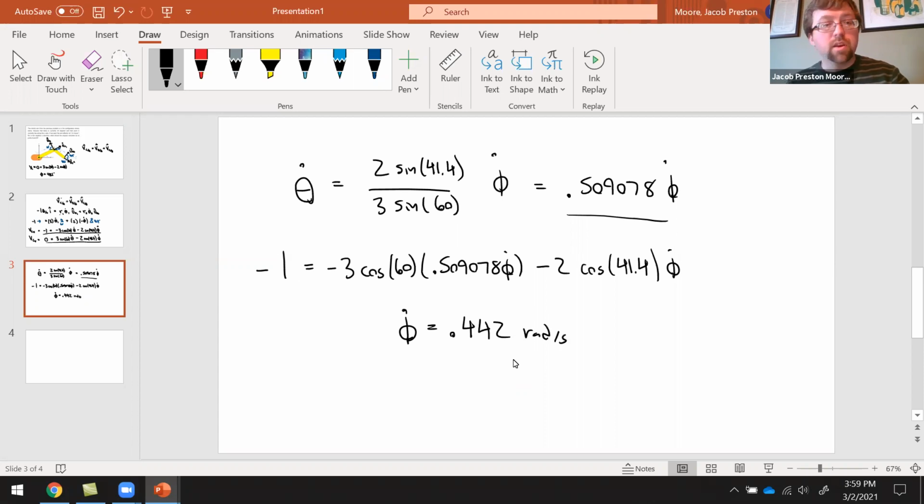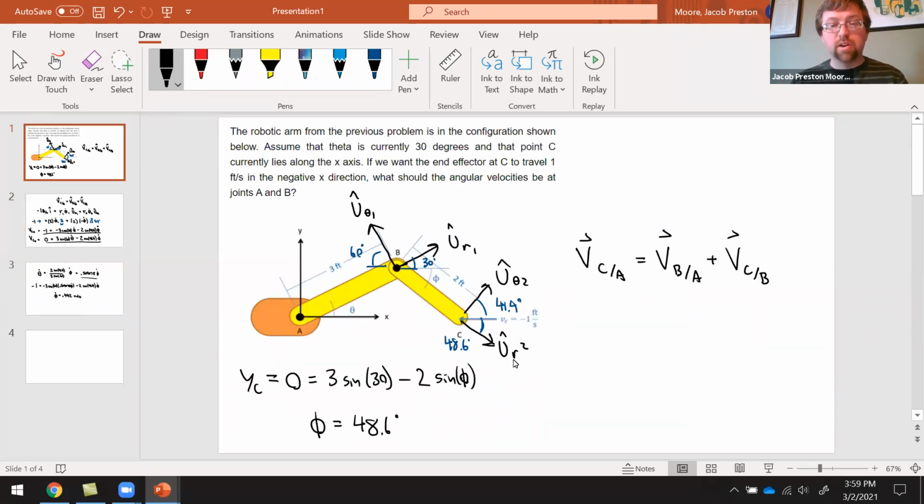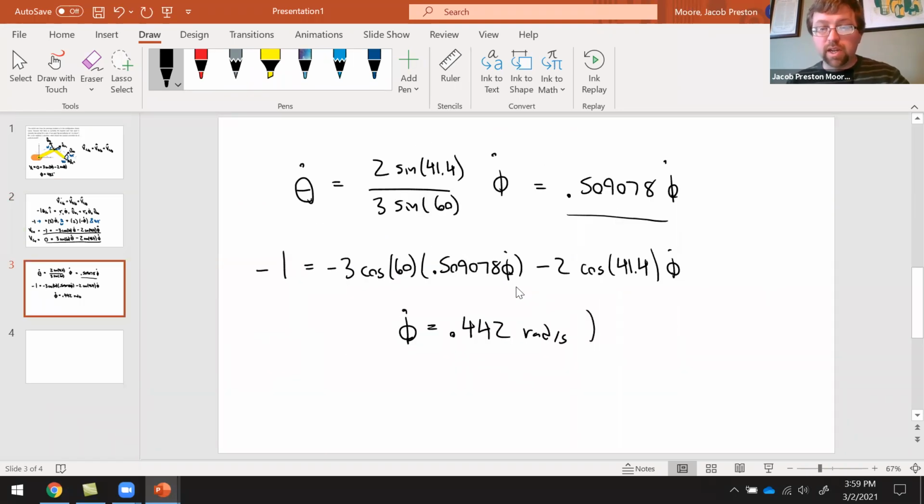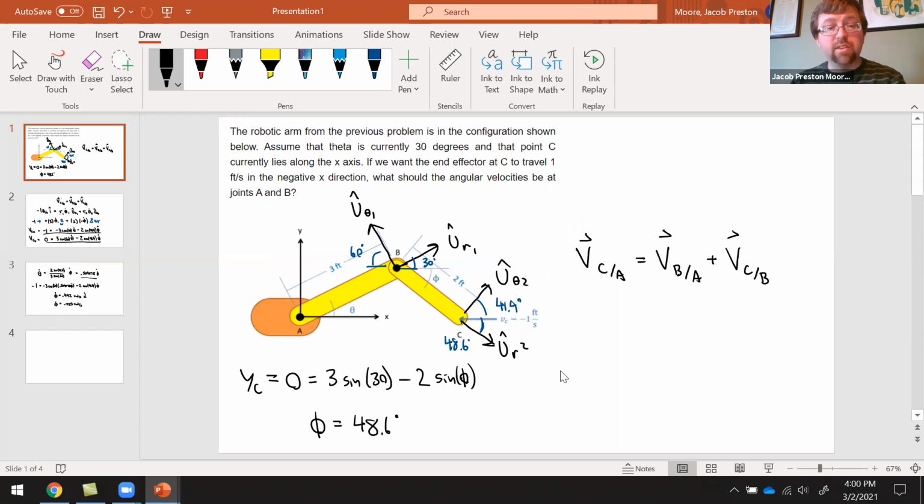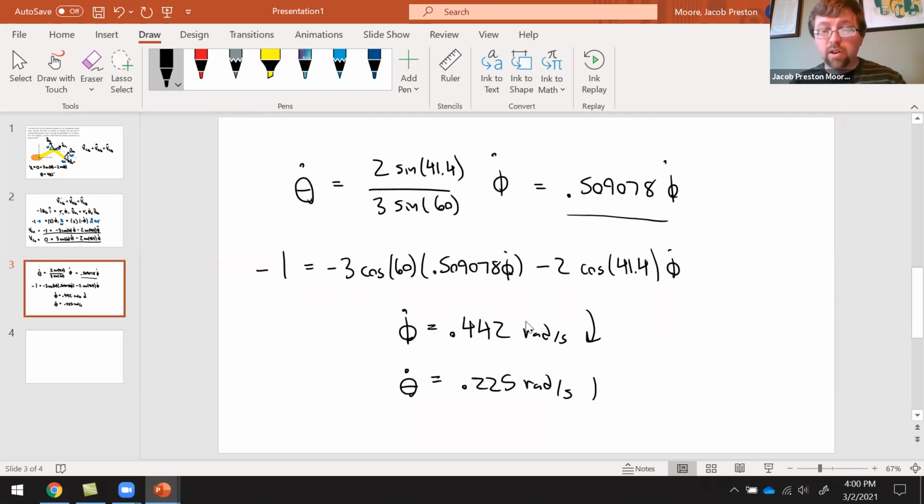radians per second. And that is positive, so phi is getting bigger, and as phi gets bigger, it's actually rotating clockwise. It's going to be going in that direction. If I take this, plug it back in up here, so multiply this by 0.509078, I would get theta dot is equal to 0.225 radians per second. So this is also listed as positive, and if theta is getting bigger, we can see that this is rotating counterclockwise. So this one's actually rotating counterclockwise, like so.